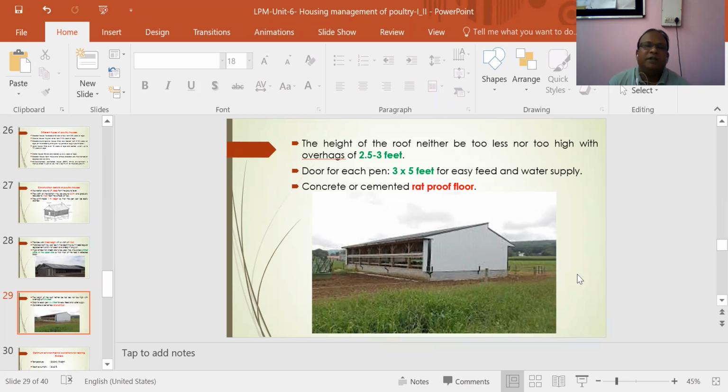The door of each shed or each pen should be around 3 by 5 feet, so that it can easily allow feed and water supply. The floor should be rat proof. That means it should be made of concrete or cement, so that rats cannot burrow under the floor and eat the feed of the birds. Otherwise there would be chances of spreading disease from wild animals to the birds. So, for prevention of this type of disease, the floor of the pen should be made of concrete or cement.